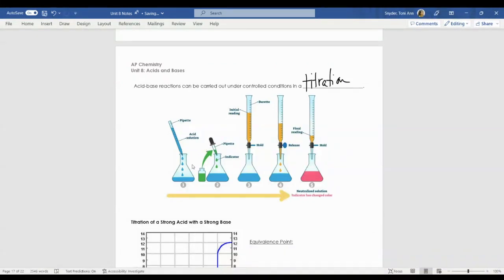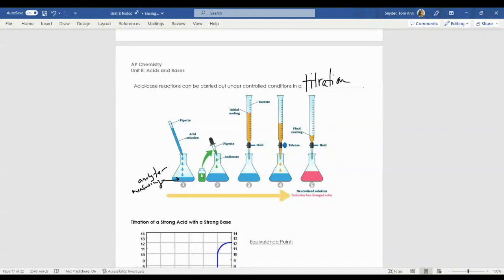So here's an example of what it looks like. We have some solution, and this is acid, but it could also be a base. It depends what you're titrating and what is in the burette. This right here usually is what we call the analyte. And the analyte is what we're trying to measure, usually. Not always, but sometimes it is. So a lot of times you're going to have something that you're measuring in the beaker.